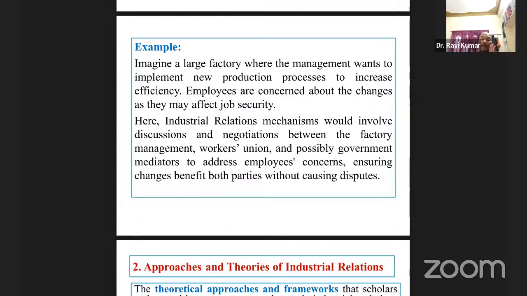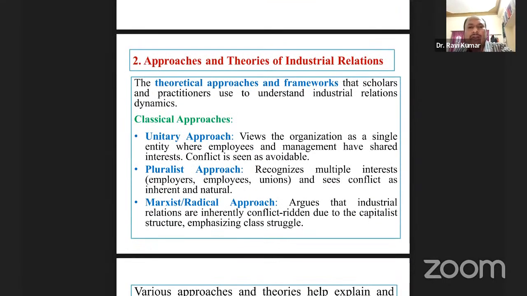Here, the government officials or employees are the persons who mediate, helping the organization, and the workers unions or workmen's unions and the management will also work smoothly. If there are any conflicts among these three individual levels, they cannot do the business operations very smoothly. And what are the approaches and theories of industrial relations?